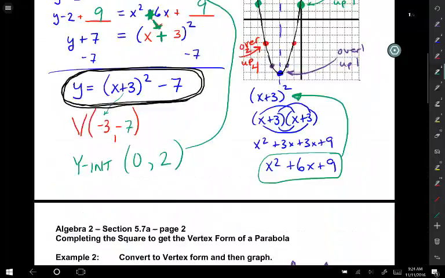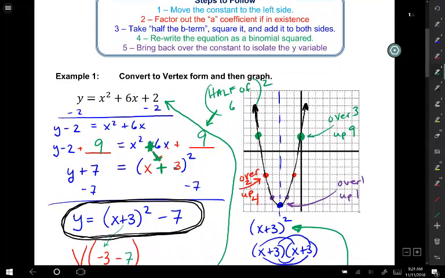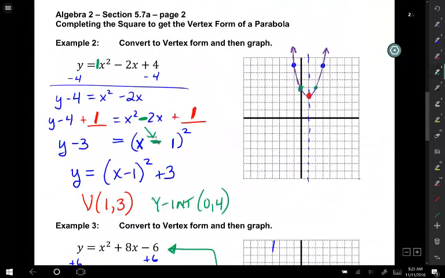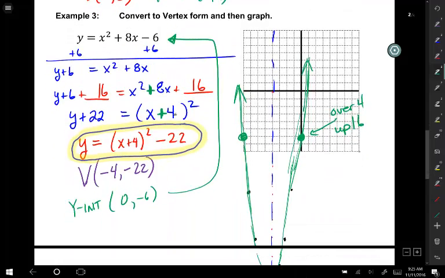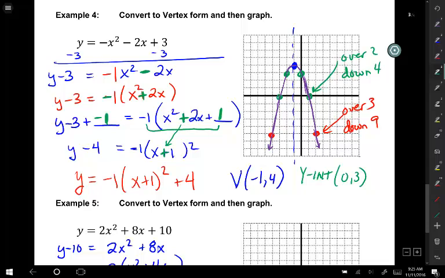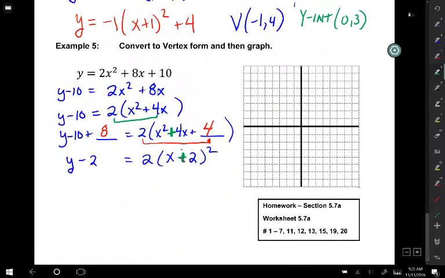Okay? Let's flip back. Half of 6 is 3, square root of 9 is 3. Half of 2 is 1, square root of 1 is 1. Half of 8 is 4, square root of 16 is 4. Half of 2 is 1, square root of 1 is 1. Starting to click? Yeah. So, half of 4 is 2, square root of 4 is 2. And that's why I say sometimes it helps to do multiple examples here. So my answer is 2, parentheses, x plus 2 squared, and then the minus 2 comes over as a plus 2.